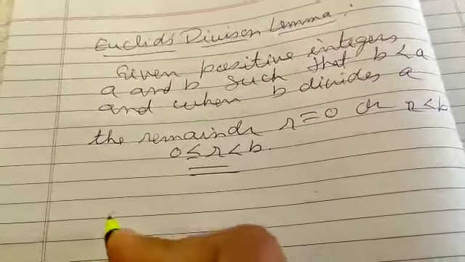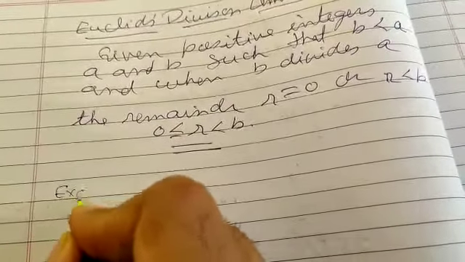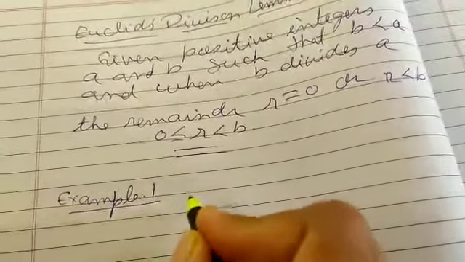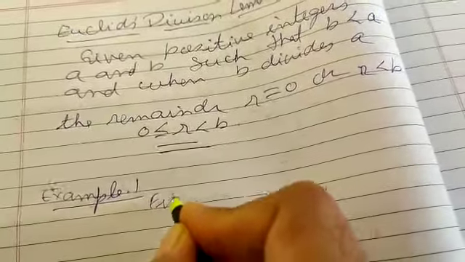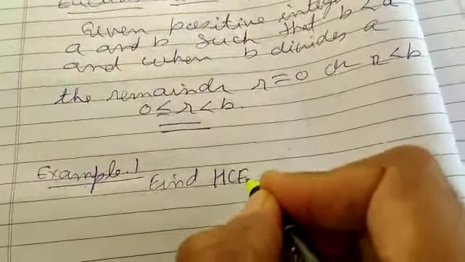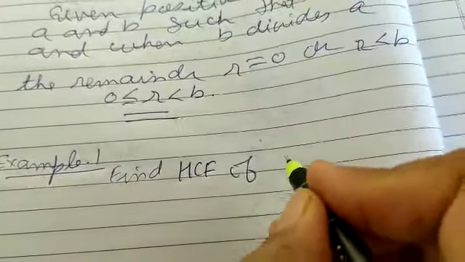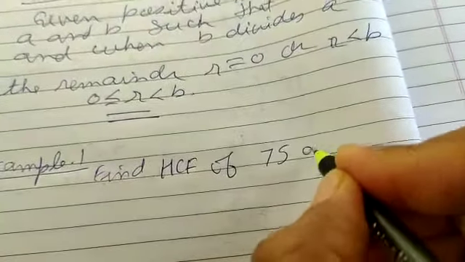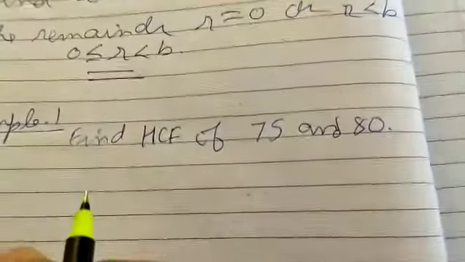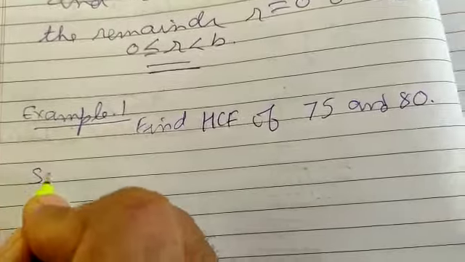Now let us see an example. Example number 1. Let us take two numbers. Find the HCF of say 75 and 80. Find the HCF of 75 and 80. Now, how will you solve this one? Solution for this.